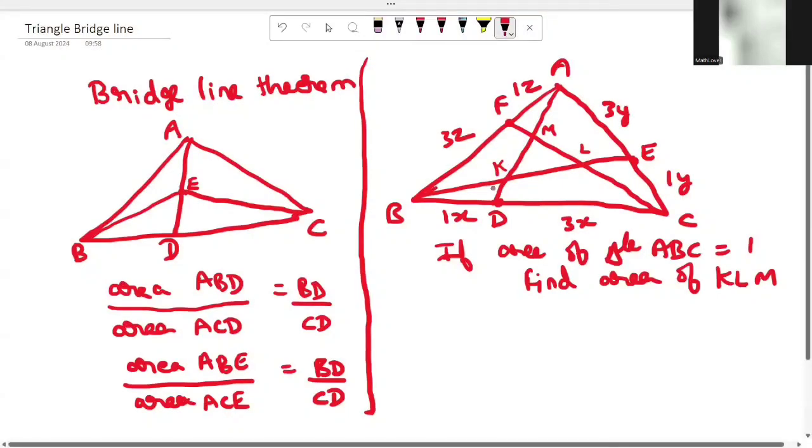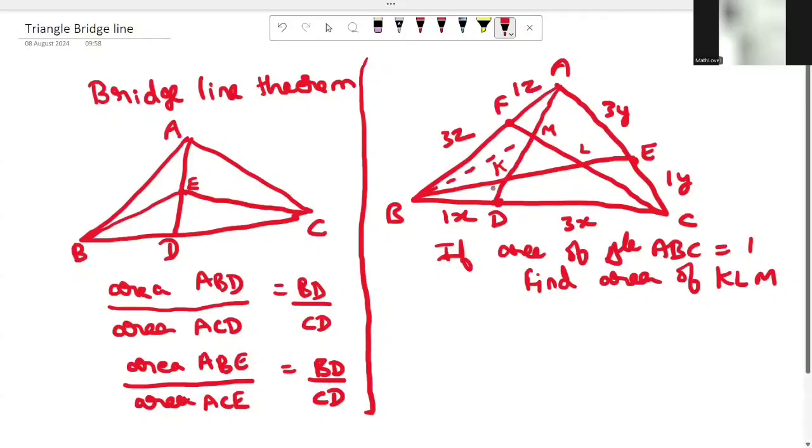If we draw connections from B to M, K to C, and then A to L, then you can notice 1, 2, 3, 4, 5, 6, 7, 8, 9, 10 regions are there. So using our bridge line theorem, if BKD's area I'm going to assume as A, then KDC area will be 3A. Is that clear? And CLE area, if I assume it as B, then this area will be 3B because of bridge line theorem. If this area is C, this area should be 3C.